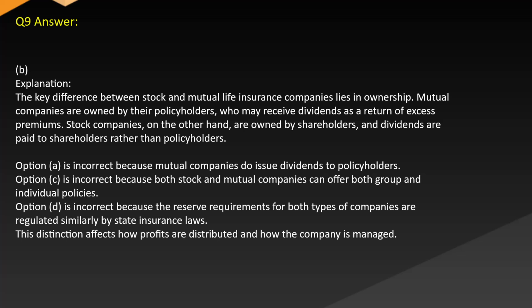Option A is incorrect because mutual companies do issue dividends to policyholders. Option C is incorrect because both stock and mutual companies can offer both group and individual policies. Option D is incorrect because the reserve requirements for both types of companies are regulated similarly by state insurance laws. This distinction affects how profits are distributed and how the company is managed.